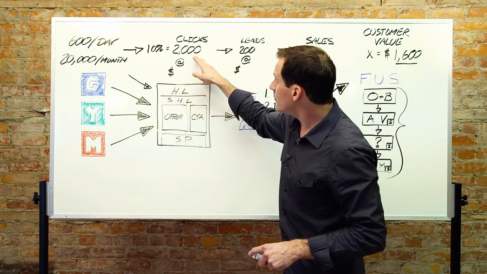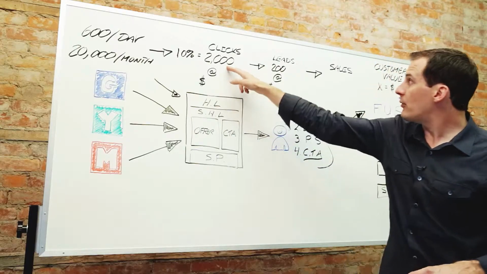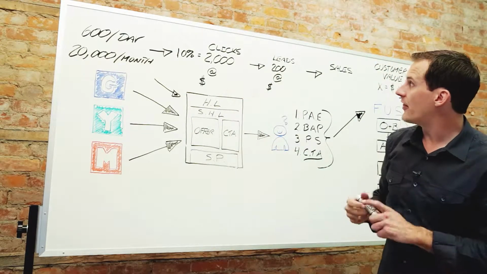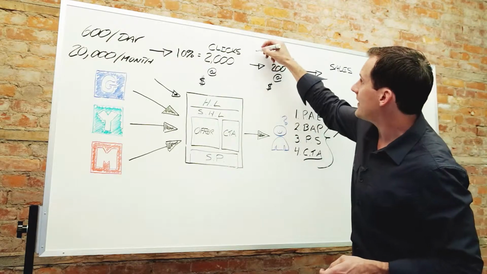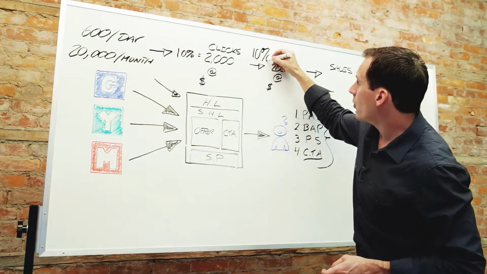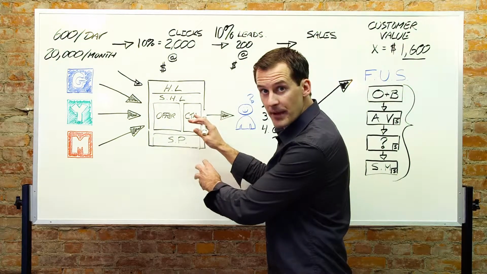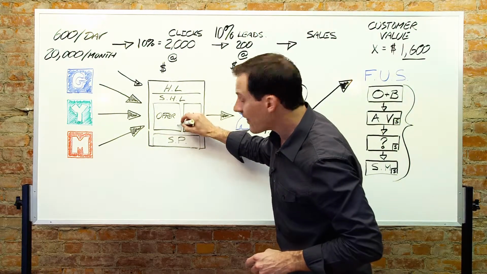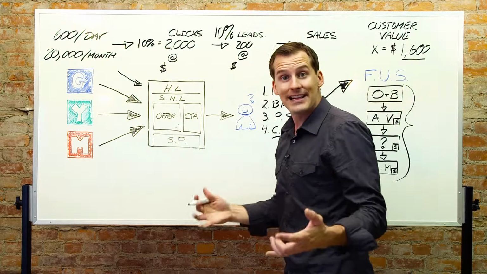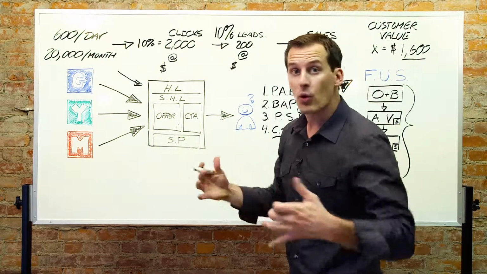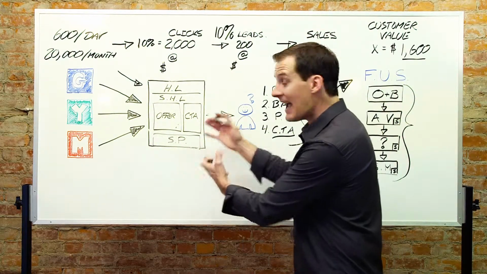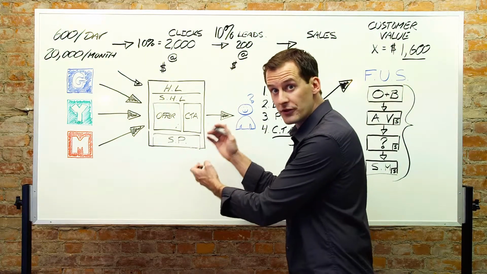Now, of those 2,000 clicks, we were then able to convert on this page at 10%. So 10% of these people actually input their information and got that offer. Now, that's a 90% failure rate, but that's totally okay because we got 10% of them to respond.